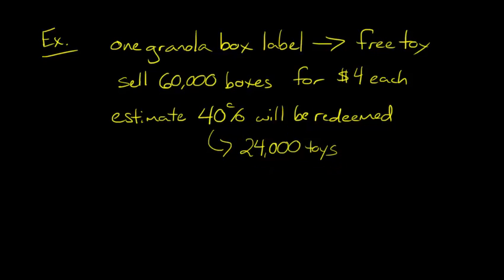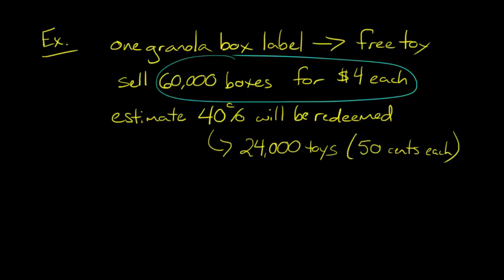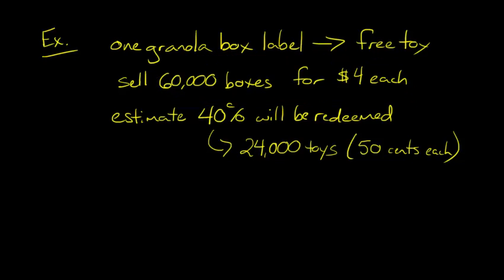And let's say that the toys cost us 50 cents each when we purchased them from whoever we bought them from. So now let's make the journal entries, and let's start with the most simple journal entry. We've got to record the sale, right? We've sold 60,000 boxes for $4 each. So we just multiply 60,000 by 4, and that's going to give us 240,000.